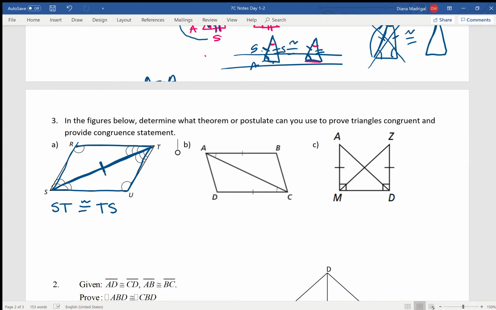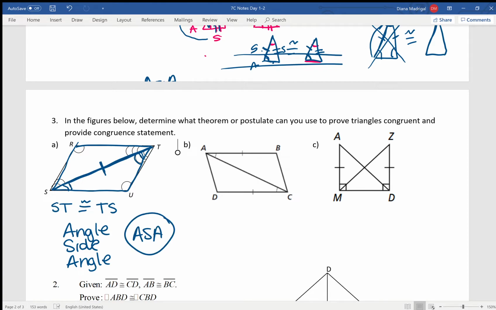So now I could do my theorems. I have angle, angle, side, angle, angle. So I have angle, side, angle. So my answer for this one should be ASA.